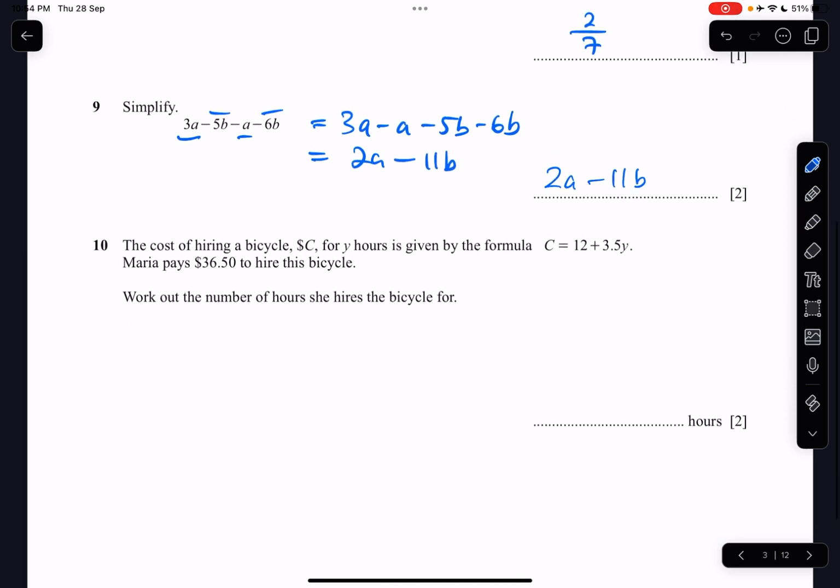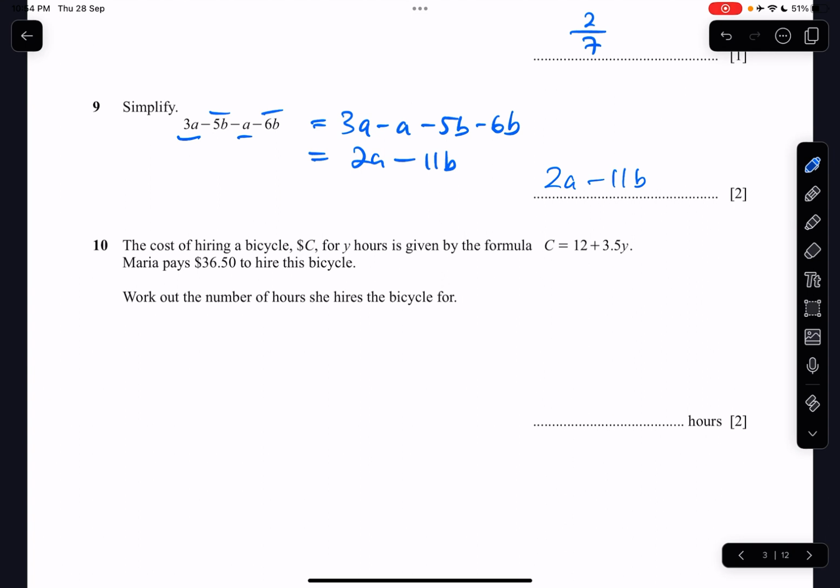Okay, question number 10. The cost of hiring a bicycle, C dollars for Y hours, is given by the formula C equals 12 plus 3.5Y. Maria pays $36.50 to hire this bicycle. Work out the number of hours she hires the bicycle for.